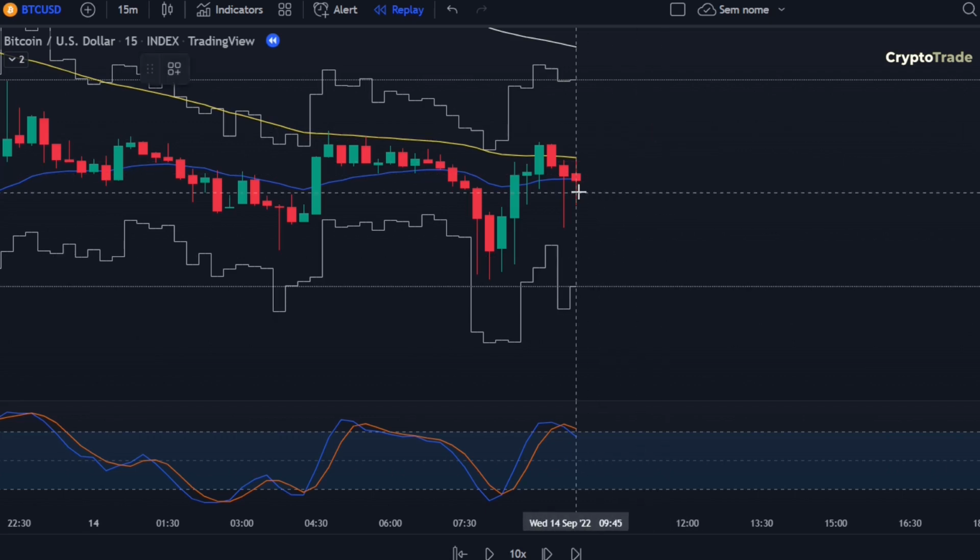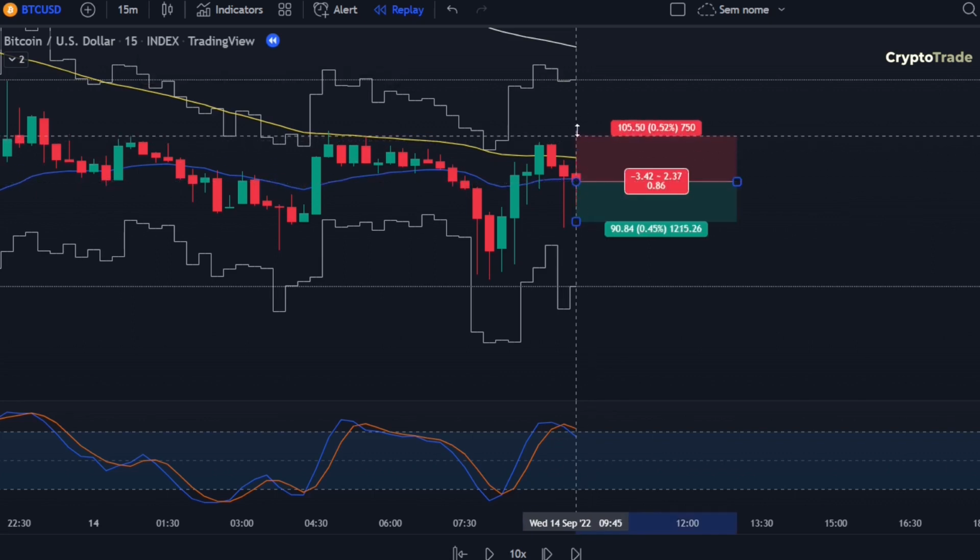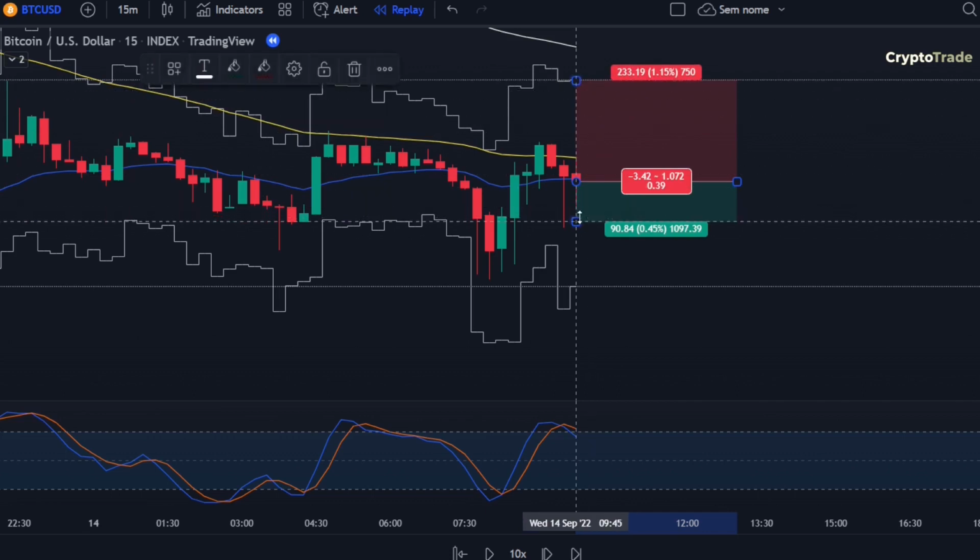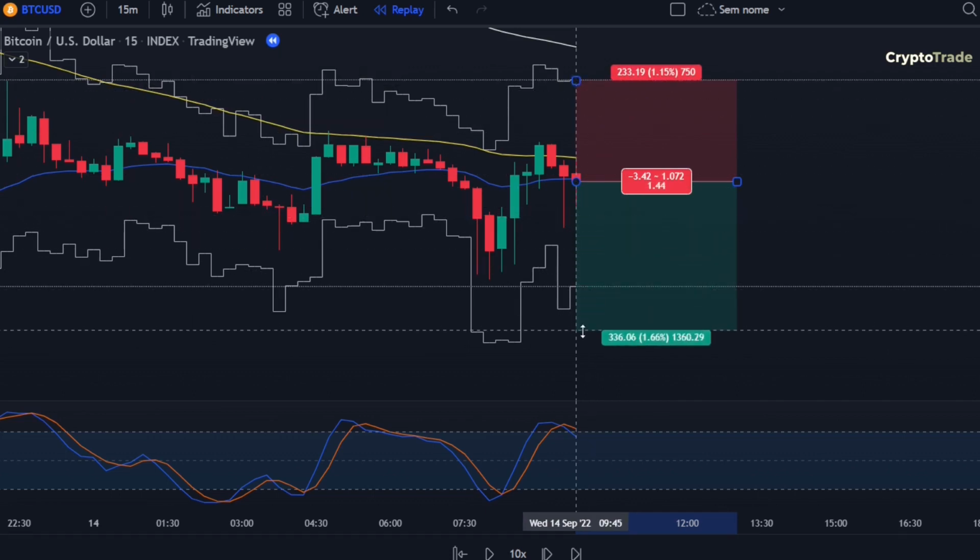If these conditions are met, place a sell order at the close of the first candle below the EMA blue line. Place the stop loss on the high ATR line in gray. The risk to reward ratio will be set to 1 to 1.5.